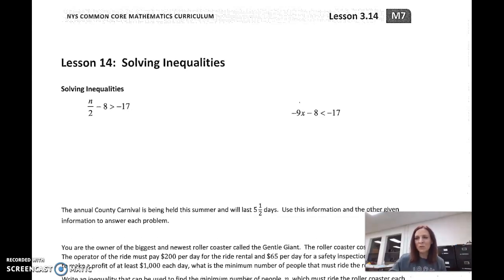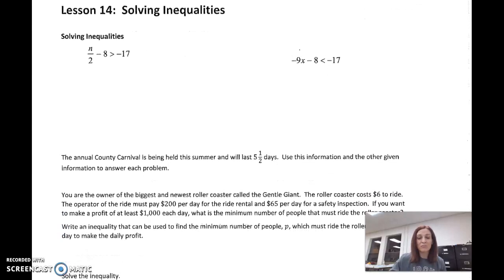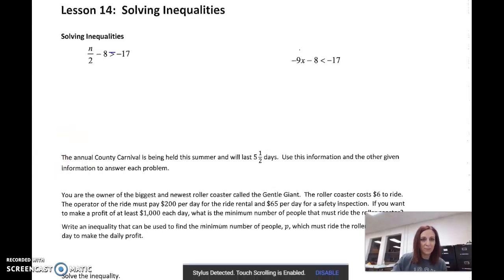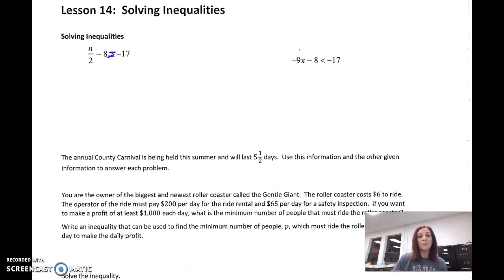Now, I want you guys to realize, with the exception of one little thing, solving inequalities is the exact same thing as solving equations. Okay, so let's pretend that this right here is an equal sign. If this is an equal sign, what are we solving for? Well, I'm solving for n, so I need to solve for the n term first. Remember, order of operations backwards, so we deal with adding and subtracting first. So if I'm subtracting 8, I want to get rid of it by doing its inverse or its opposite, adding 8. Whatever I do to one side of the equal sign, I do to the other.